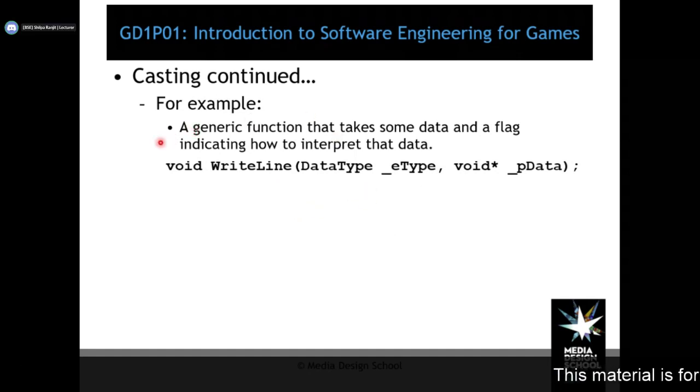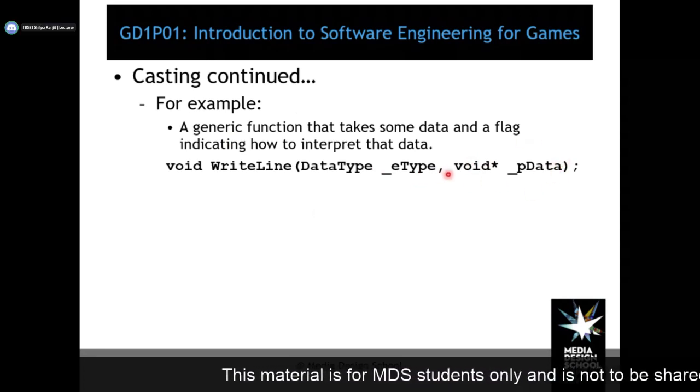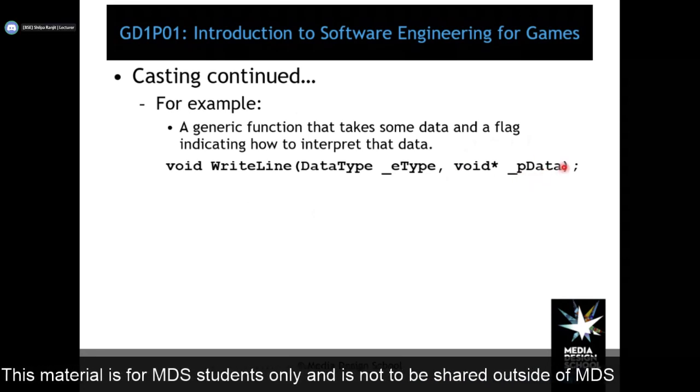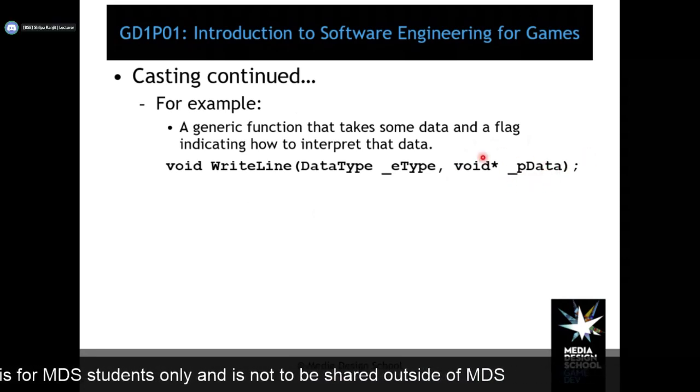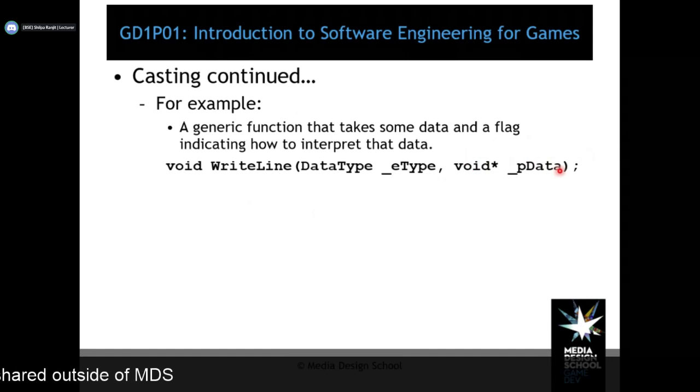So there could also be some functions which actually take generic arguments. Do you understand what this argument means? void star p data, void asterisk p data. Do you understand what that means? Any guesses? What does the asterisk sign indicate? This asterisk sign here. It's a pointer.